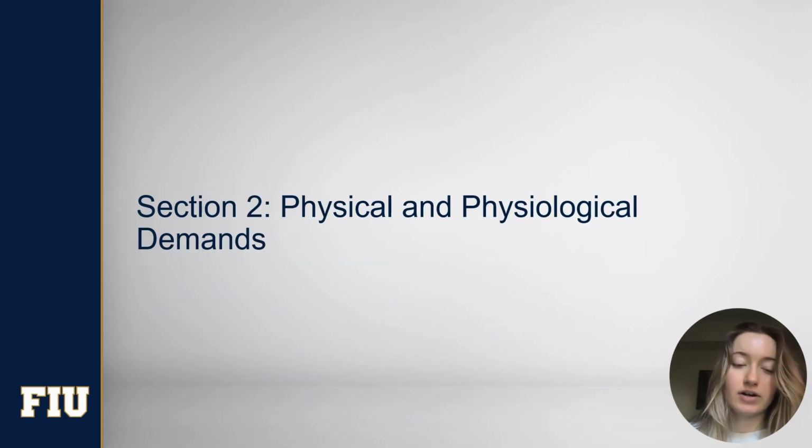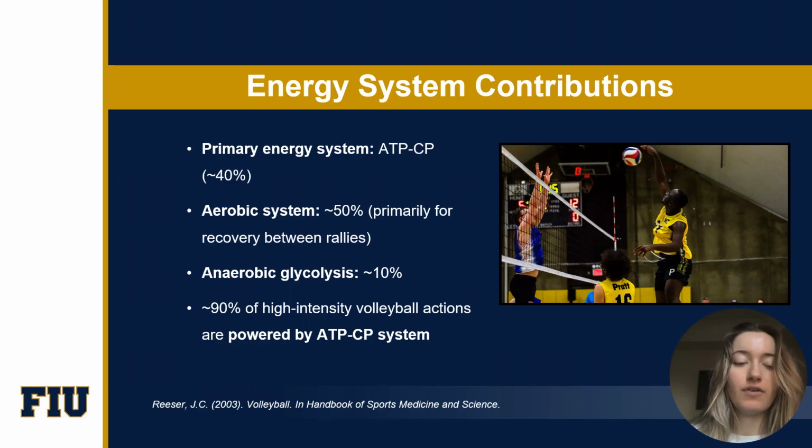Now we'll dive deeper into the energy systems, movement data, and load demands in volleyball. This helps guide how we structure training weeks, manage fatigue, and improve sport-specific performance. Volleyball is heavily dependent on the ATP-CP system, accounting for around 40% of total energy use during play. These are quick, high-power movements like spikes, blocks, and jumps. The aerobic system contributes about 50%, mainly helping with recovery between points and sets, and anaerobic glycolysis only accounts for roughly 10%, which makes sense given the short duration of most efforts.